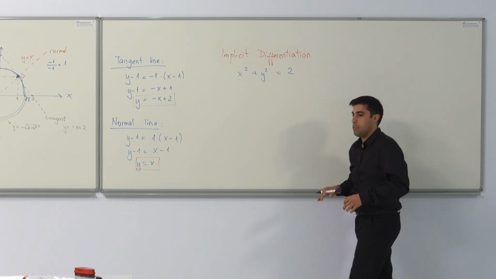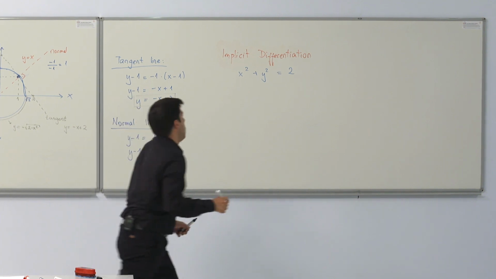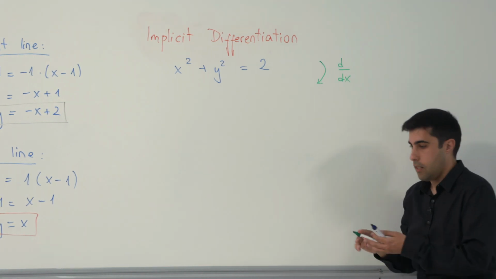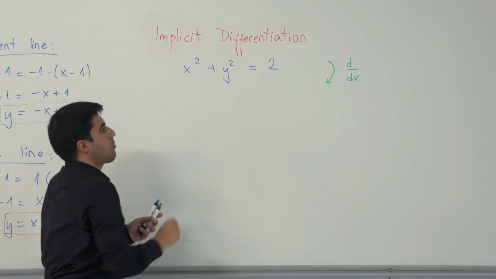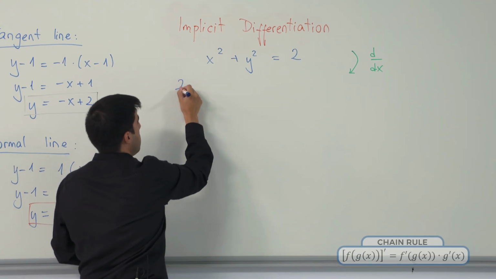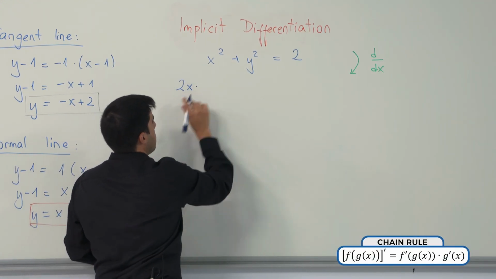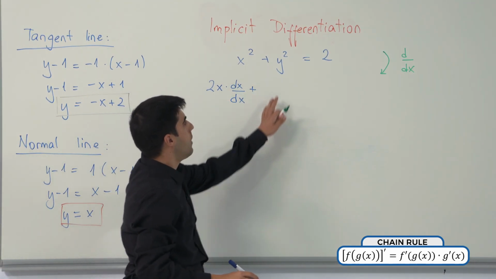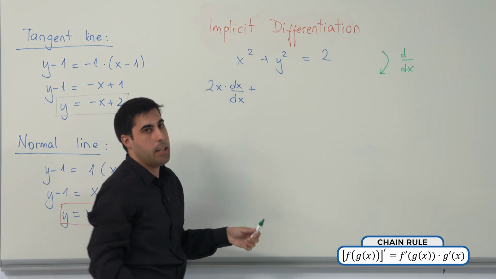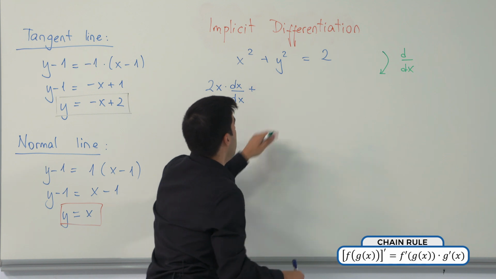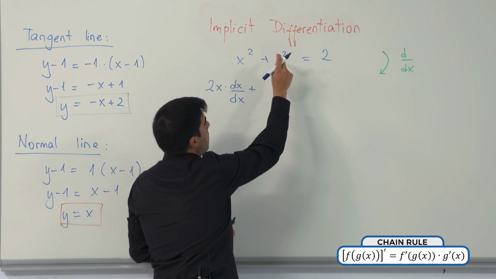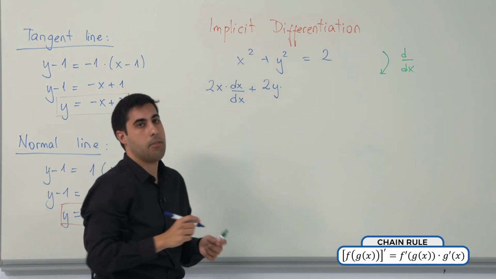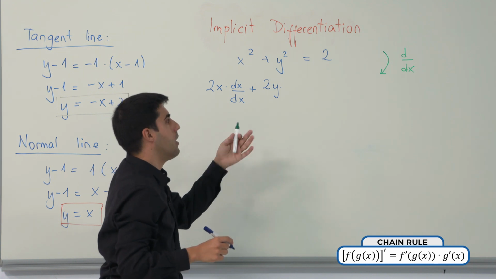However, we can take the derivative of the equation. So let's take the derivative with respect to x on both sides. That means the derivative of x squared with respect to x, which is 2 times x, times the derivative of the inside, dx over dx. Plus, then here I have y squared. However, y is a function of x. So again, I need to use the chain rule. When we take the derivative with respect to x, it's 2 times y times the derivative of the inside function, which is the derivative of y with respect to x.